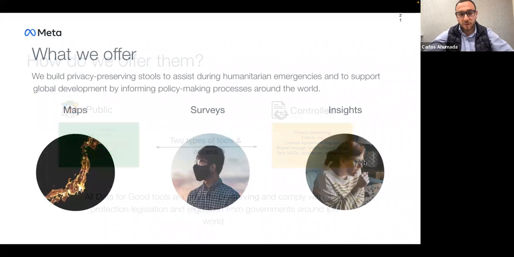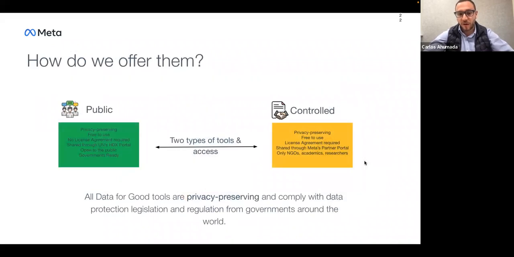And just a final note to mention that all Data for Good tools are privacy preserving and comply with data protection legislation around the world. So they're safe to use by governments and academics.